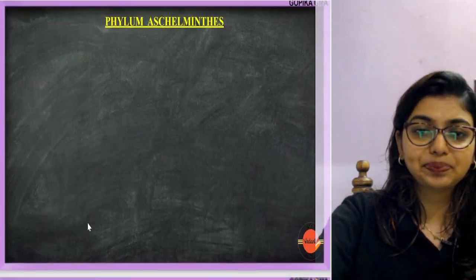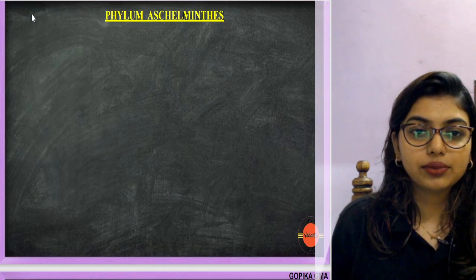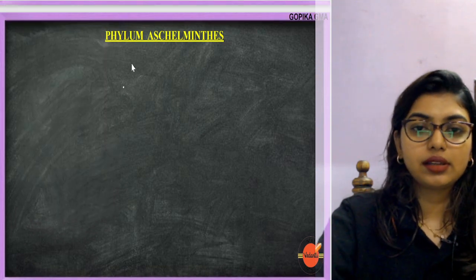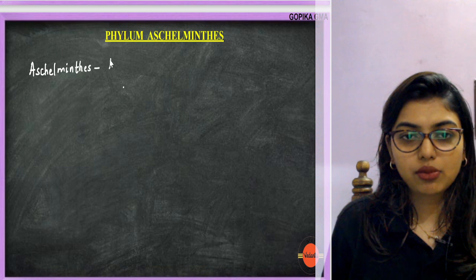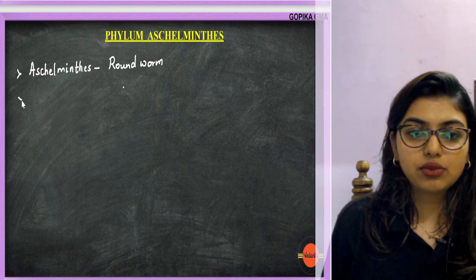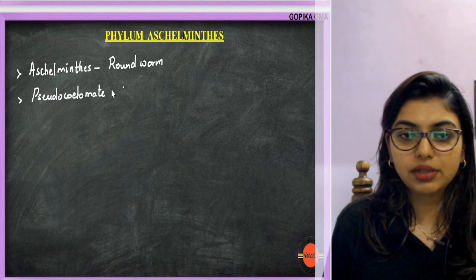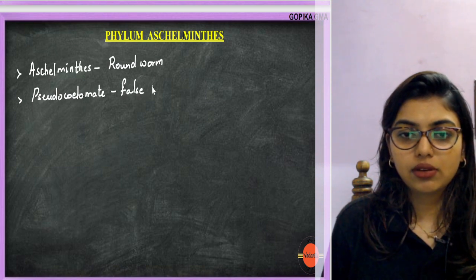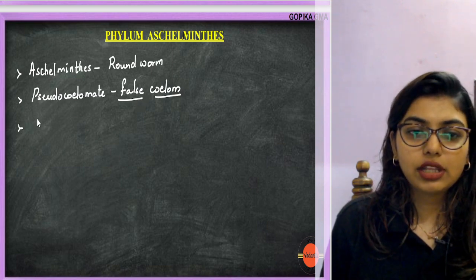Now let's write what we understood so far. Aschelminthes is roundworm. Why roundworm? Because when you cut them, you get an exact round section. These are pseudocoelomate, very very important. Pseudocoelomate means they have a false coelom.